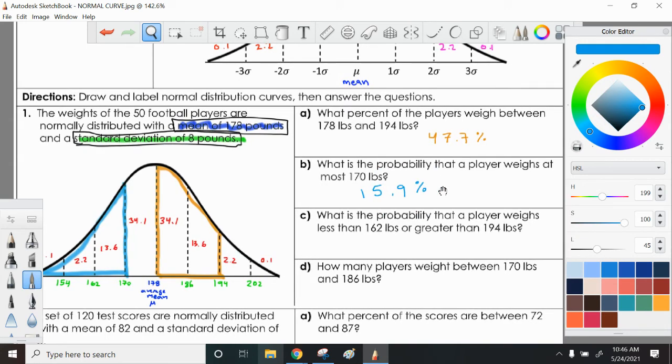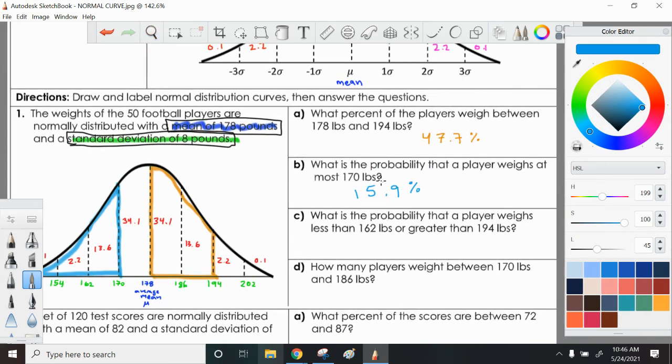Now, some teachers, I'll tell you right now in my class, I'm not really worried about this, but the first question has asked us for percent, and the second question has asked us for the probability. Now, technically, these are a little different, and the probability would be 0.159. It's basically like you take the percent and you move the decimal place to the left, because a probability of 1 would be guaranteed to happen, and a probability of 0 would be impossible. So what's the probability? It's a little unlikely. Okay, it's kind of low because most of the players are going to be closer to 178.